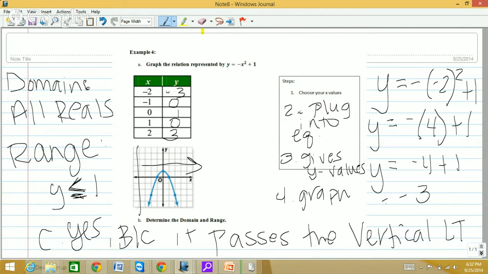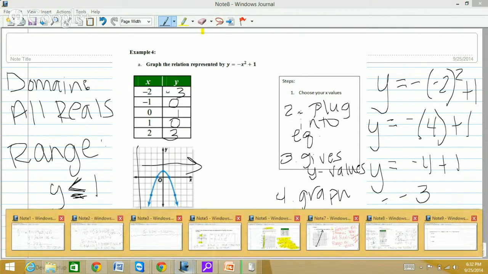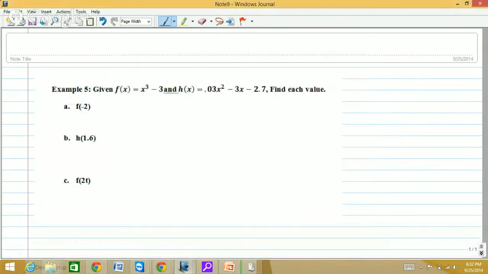Okay, perfect. So let's look at example 5, and then hopefully you guys will not have homework this weekend. I don't know, period 4, are you guys going to have homework this weekend? I hope not. So here we go.